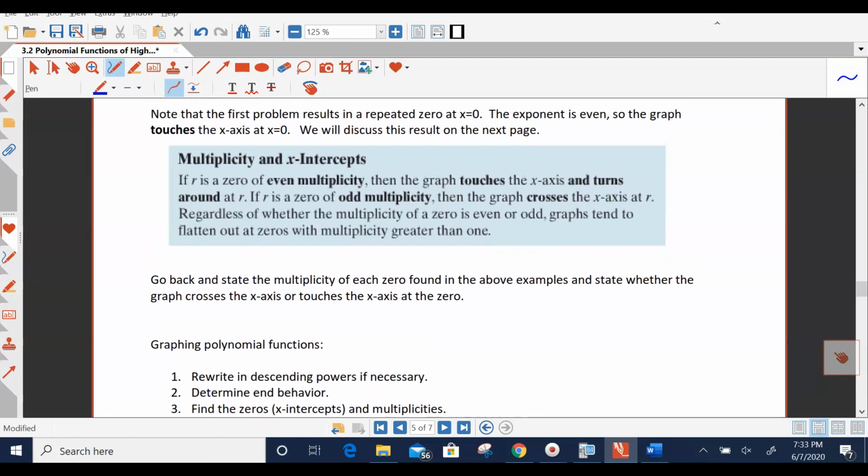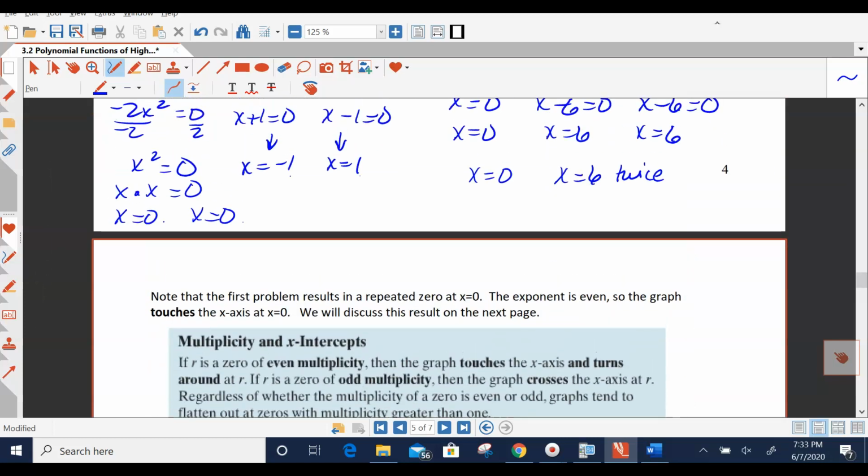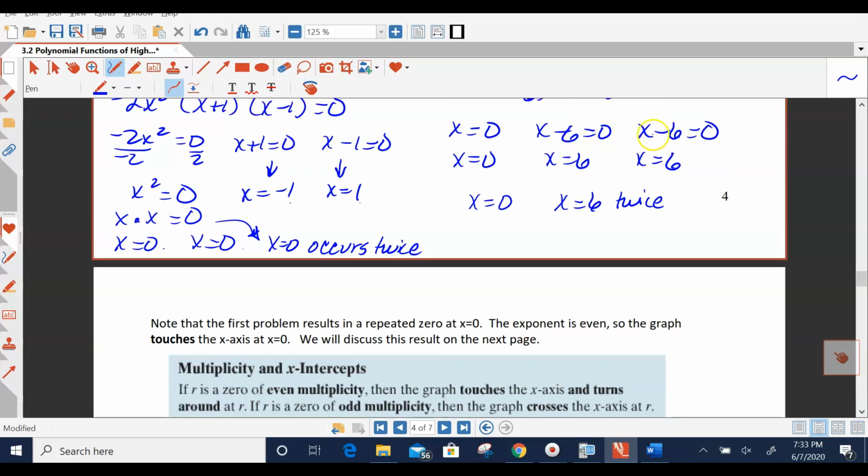Okay, so let's talk about the multiplicity. Over here, x equal to 0 occurred twice, and that's because of that degree. That means it's going to occur twice. Over here, x minus 6 and x minus 6, that one occurred twice. So whenever you have a 0 that occurs an even number of times, then what happens is your graph touches the x-axis and kind of bounces off. It's not going to cross over the x-axis.